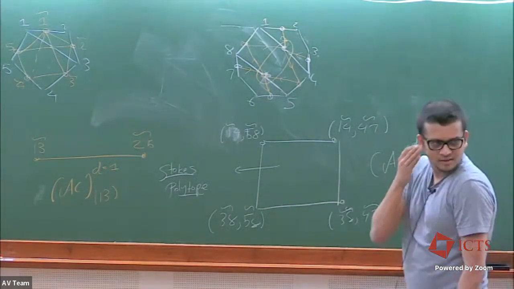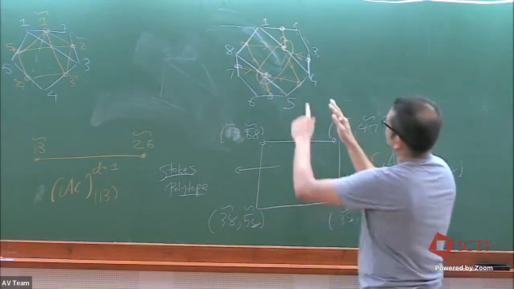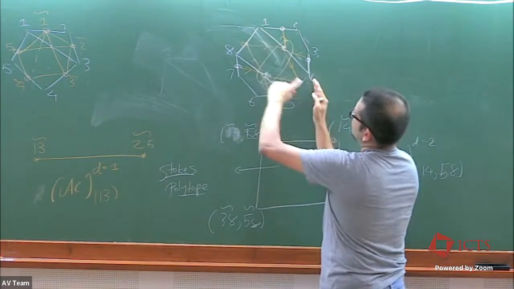Alok, before you go ahead, just to make sure I understood correctly. I think I understood what the allowed edges are. Can you just repeat how you get the polytope from there? Yeah. So here we just start with, suppose we start with 1, 4, 5, 8.